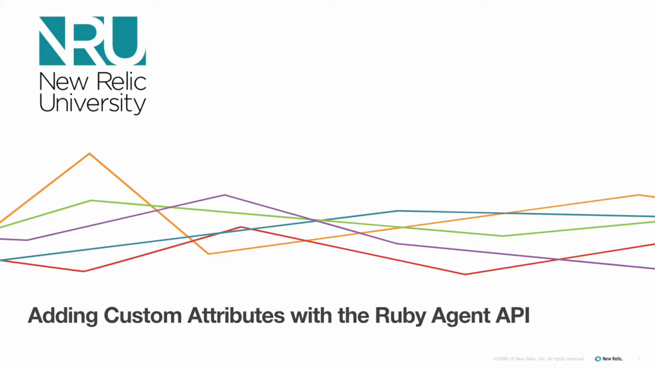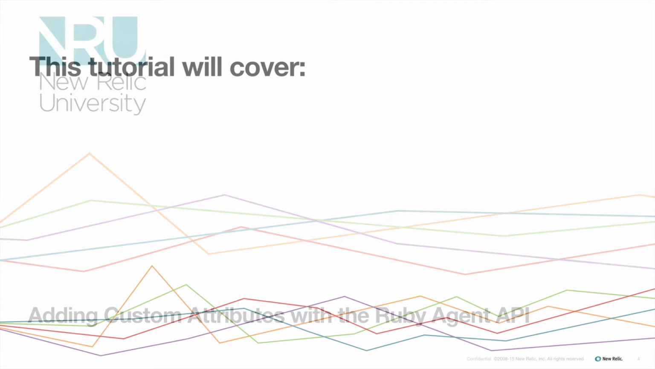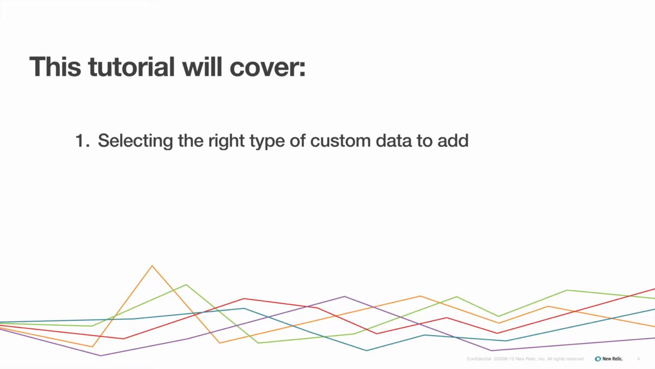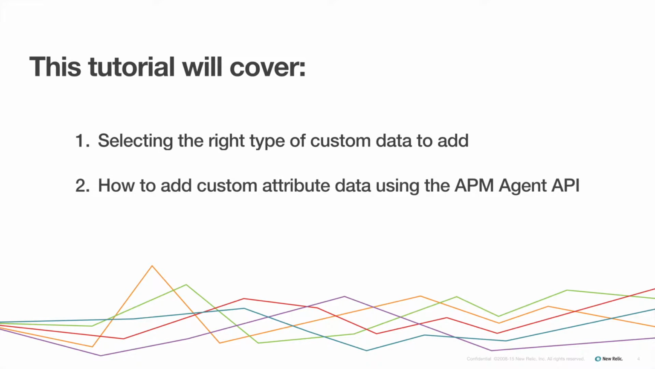You can store custom attributes for existing transaction traces and error traces via the New Relic Agent API in order to get more detailed information about your app's performance. This tutorial will cover how to select the correct method for adding the custom data you want, how to add custom attributes using the APM Agent API, and some basic troubleshooting.